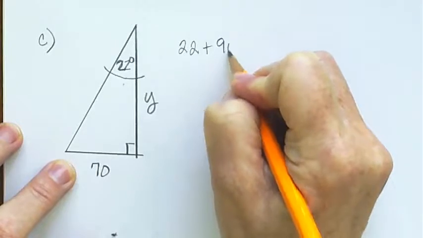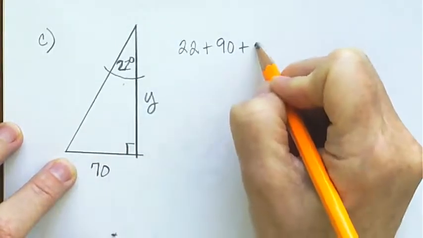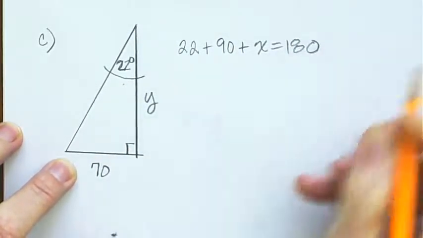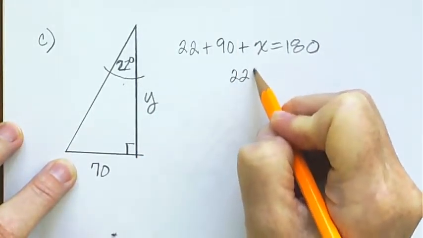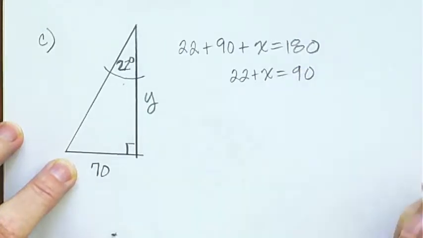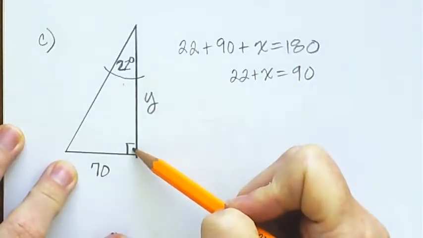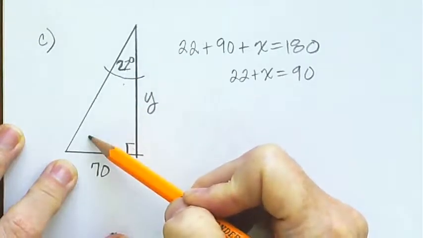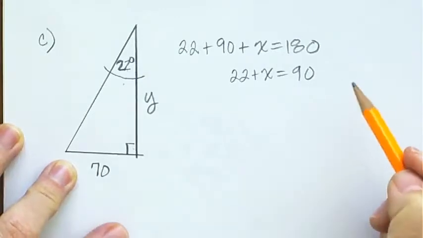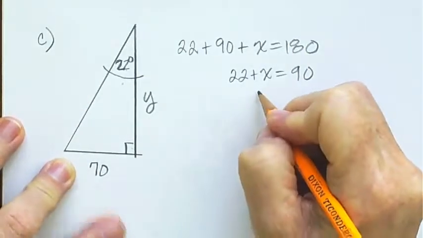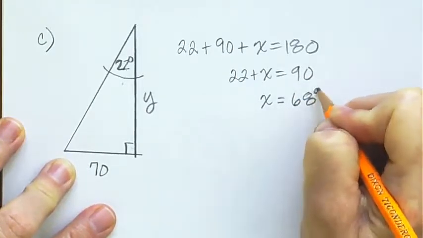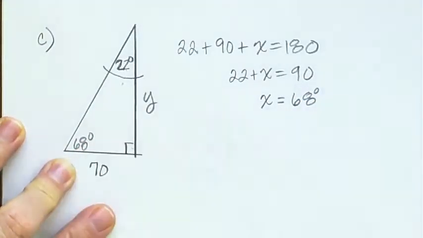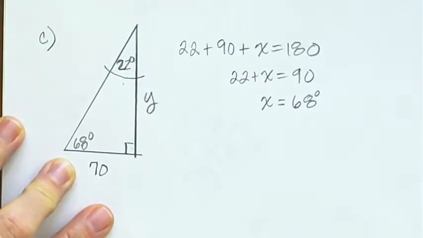Okay, 22 plus 90 plus something equals 180. Since I know this is 90, if I subtract 90 from both sides, I get 22 plus something equals 90. So basically, whenever you see a right angle, you know that these two angles must add up to 90 degrees. So you should know that moving forward, and I'm not going to do this the long way moving forward. So if I subtract 22 from both sides, I get x equals 68.